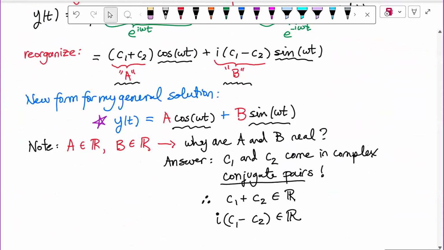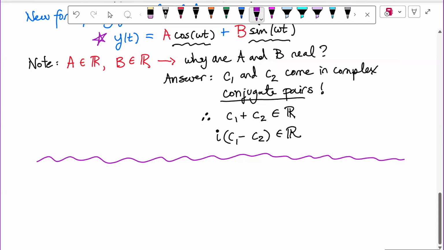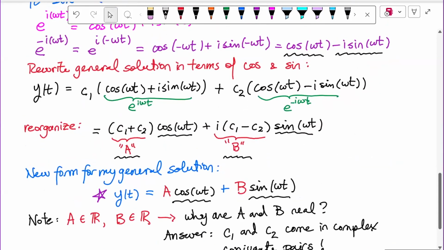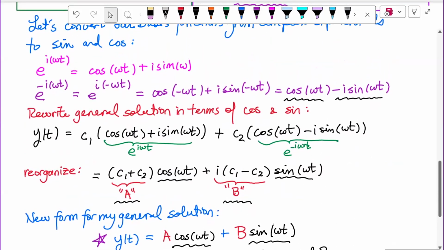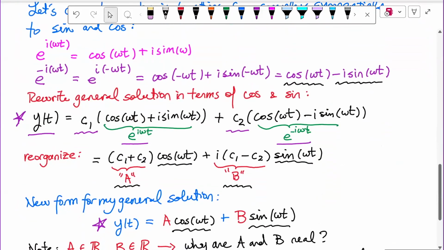Now, as a bonus, I'm going to talk a little bit about how it is that we know that the coefficients C1 and C2 that come out of our solution process here, when we write our original general solution as C1 e to the i omega t plus C2 e to the minus i omega t, what is it that guarantees that C1 and C2 will be complex conjugates of each other?